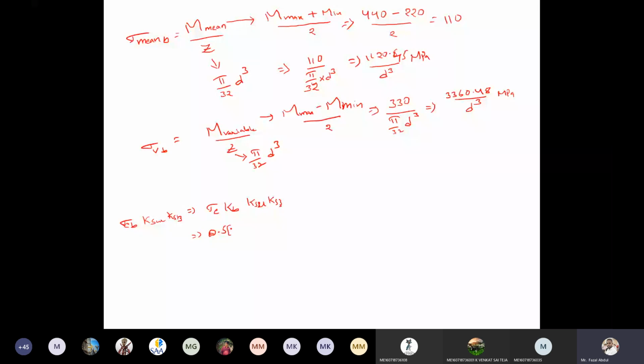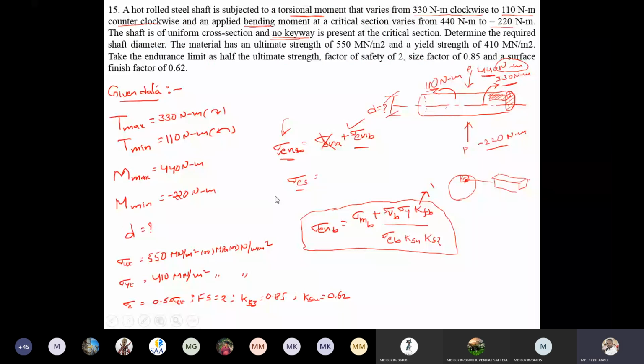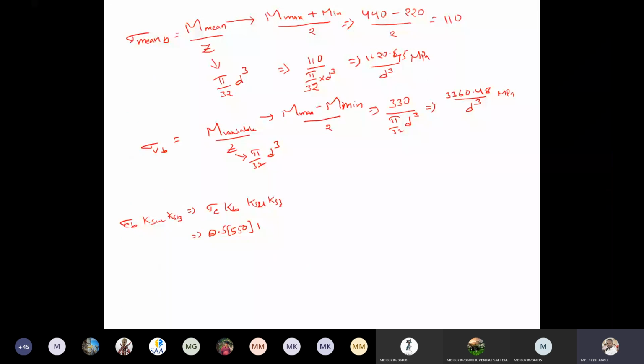Kb value is 1, and the surface value, how much is given? Surface factor is 0.62, 0.85. So how much is this one? Please tell me how much this one is.